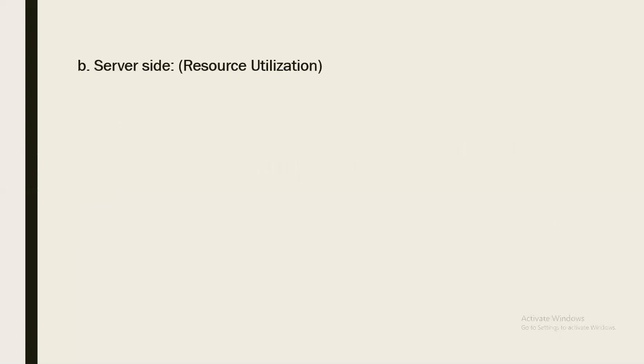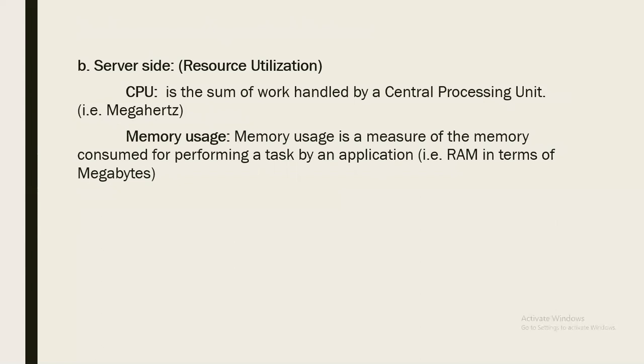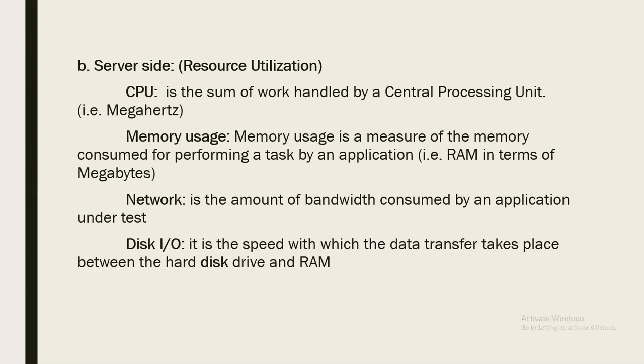If I go for server side, resource utilization: CPU, second one memory usage, network, and disk IO. That is the server side resource utilization. CPU is the amount of work handled by the central processing unit, which is measured in general in terms of megahertz.